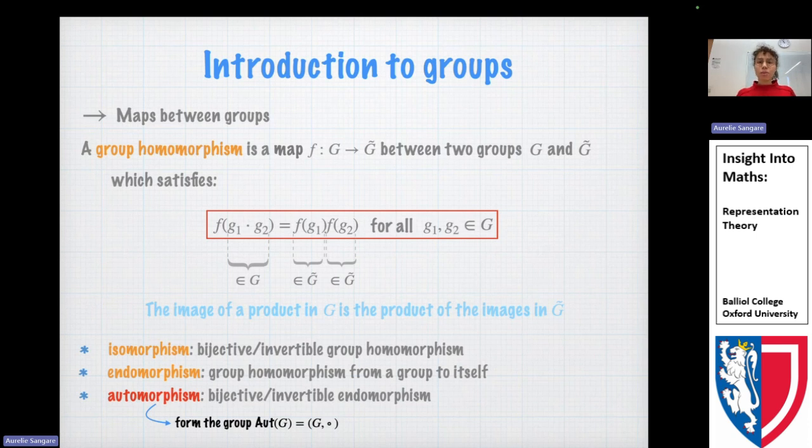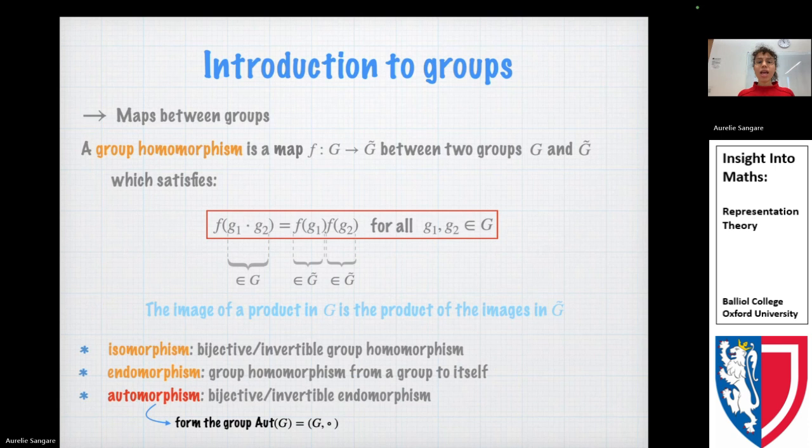So here, if you're not familiar with this terminology, the image of an element by a function is just what you get when you apply the function to that element. And this holds for any function, it doesn't have to be a group homomorphism. So you have some element x and you have a function f, then f of x is the image of x by f. And so here in the case of group homomorphisms, if you consider a product in G, G1 times G2, and you apply f, what you get is the image by f of your product. And this is equal to the product of the images of your individual elements. So f of G1, the image of G1 by f, multiplied by f of G2, the image of G2 by f.